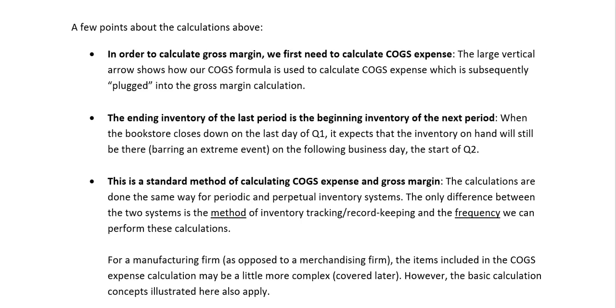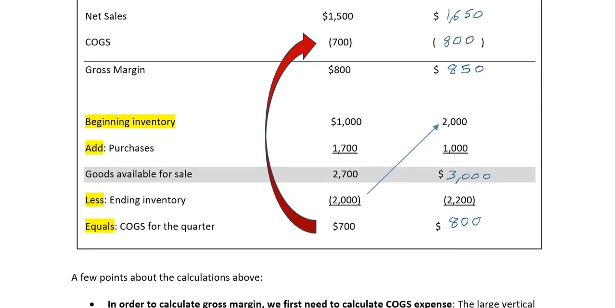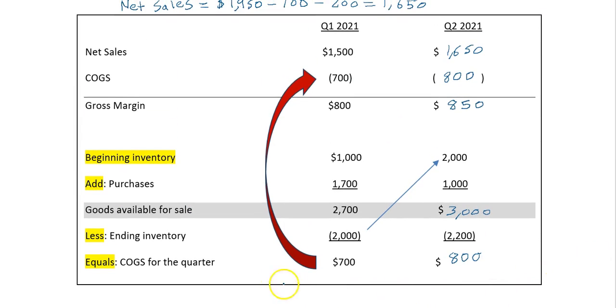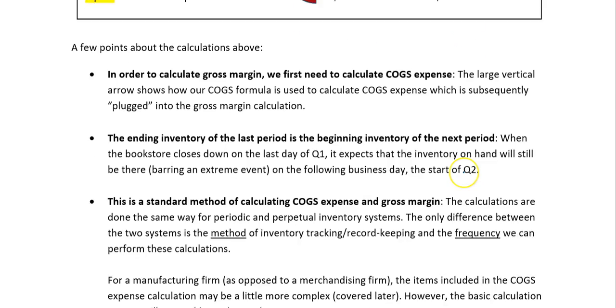So maybe we'll go back and touch on that a little bit. So you notice that the ending inventory number of 2,000 is the same number up here as beginning inventory. So quarter one ending inventory goes up here as quarter two beginning inventory. So keep that in mind as we proceed.